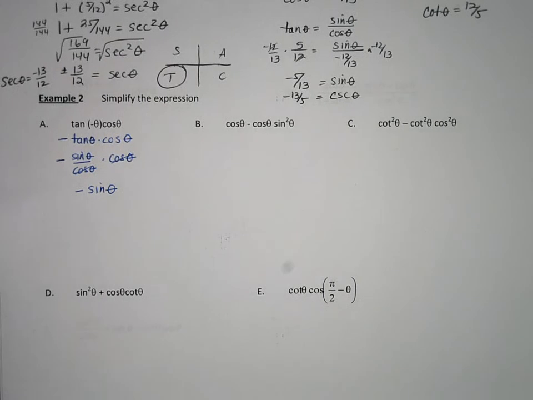Taking a look at B, I have cosine of theta minus cosine of theta sine squared of theta. All right, does anybody have a thought looking at your big 8, looking at this problem? Does anybody have a thought of anything we could try?